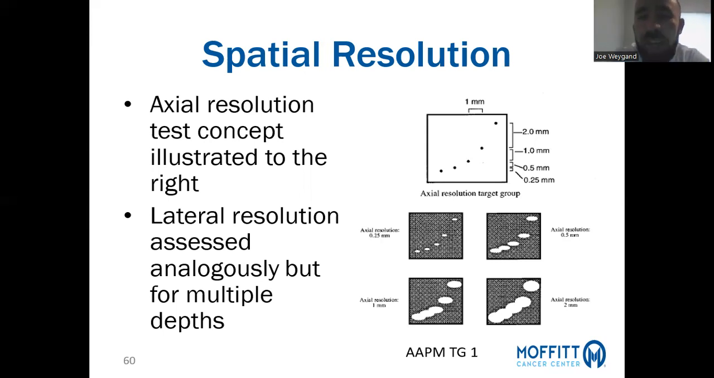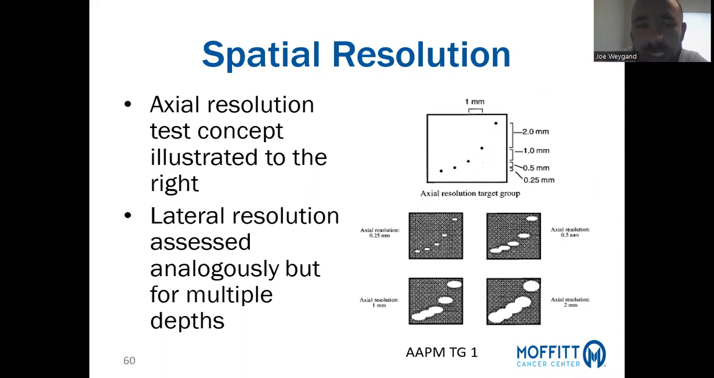An example of an assessment of axial resolution is shown here in the figure. Basically you have these structures that are separated by increasingly larger distances, and you qualitatively determine how many of those structures you can resolve from each other. If you can see all 5 of them, that would correspond to an axial resolution of 0.25. But once they start blurring together, your axial resolution degrades, depending on how many are blurred together.